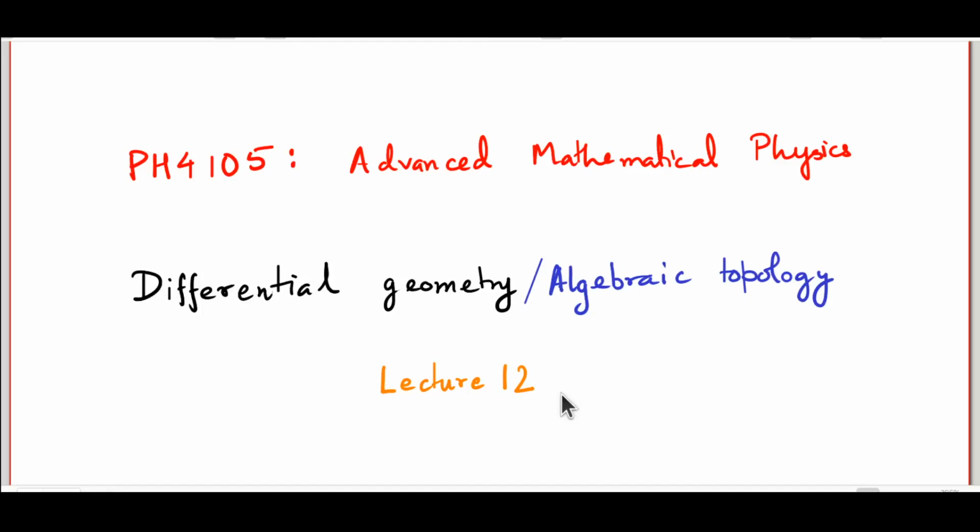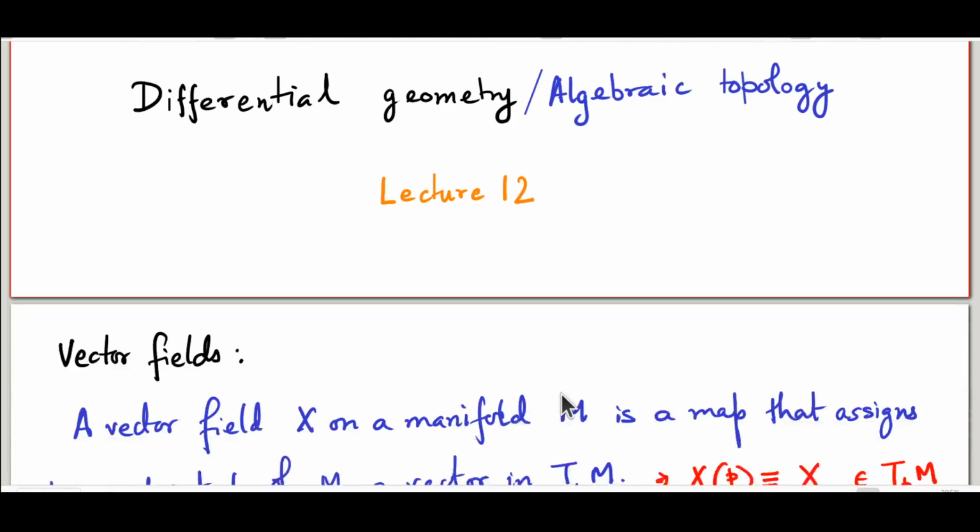Welcome to lecture number 12 of my series on advanced mathematical physics, which covers differential geometry and will perhaps cover algebraic topology in the future as well. In this lecture, we are going to meet a very important entity in differential geometry, something which is especially important for physical applications, the concept of a vector field.